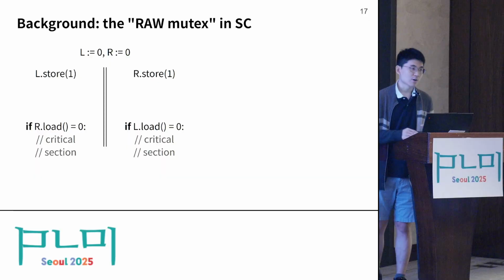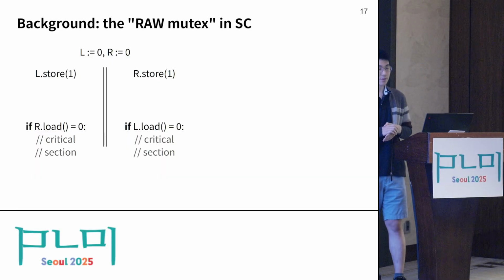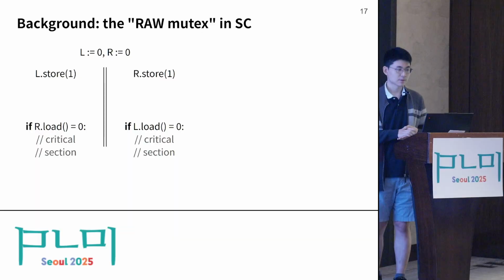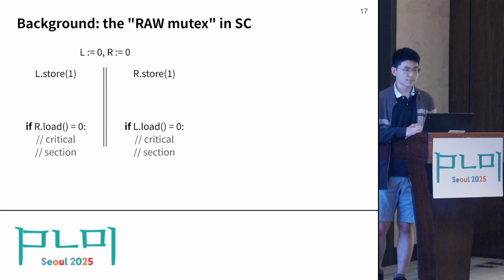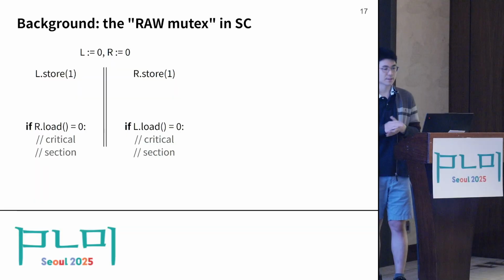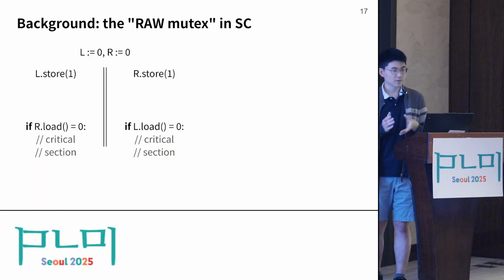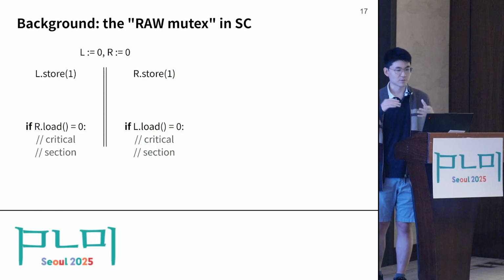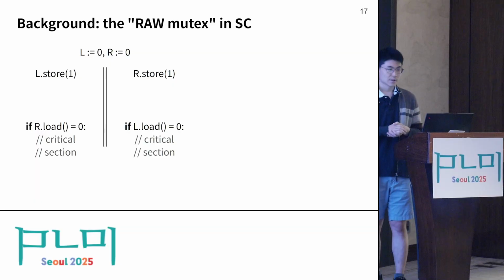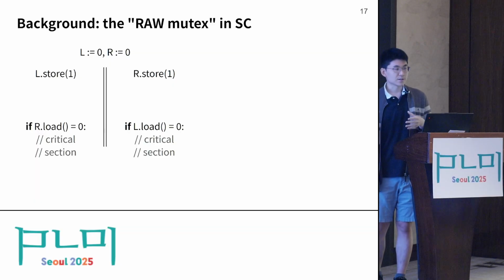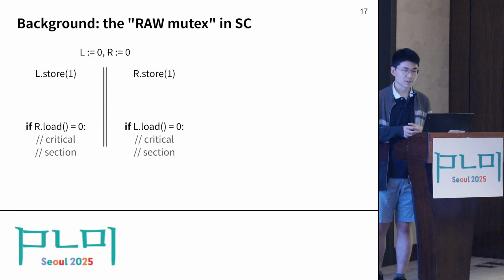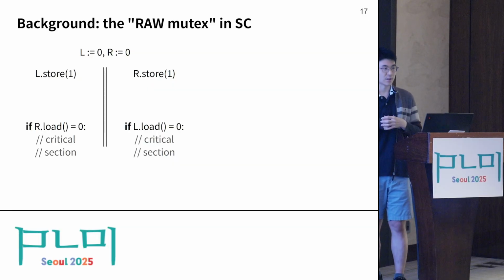To understand how RAW synchronization works, let's look at a simple classic example. This simple code snippet implements mutual exclusion for two threads. It uses two variables, L and R, both initialized to 0. The left thread writes 1 to L, and the right thread writes 1 to R. And then they read the variable written by the other thread. If they read 0, they enter the critical section.